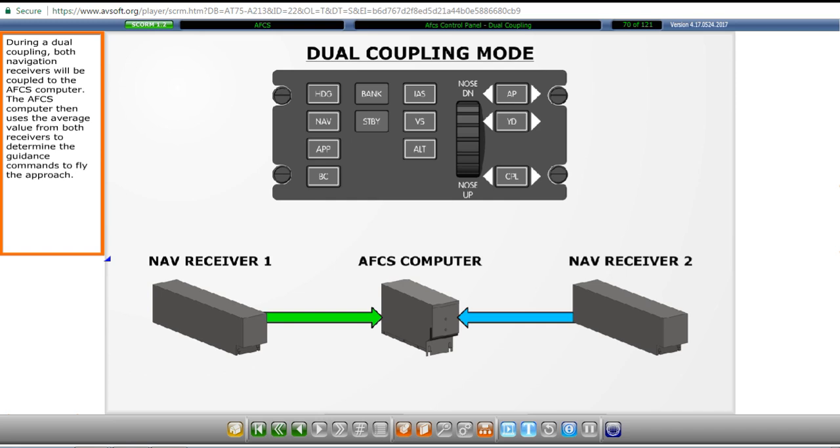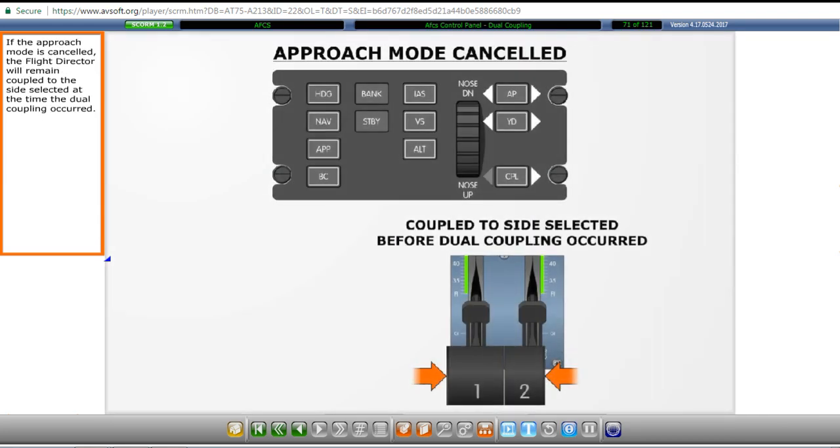During a dual coupling, both navigation receivers will be coupled to the AFCS computer. The AFCS computer then uses the average value from both receivers to determine the guidance commands to fly the approach. If the approach mode is cancelled, the flight director will remain coupled to the side selected at the time the dual coupling occurred.